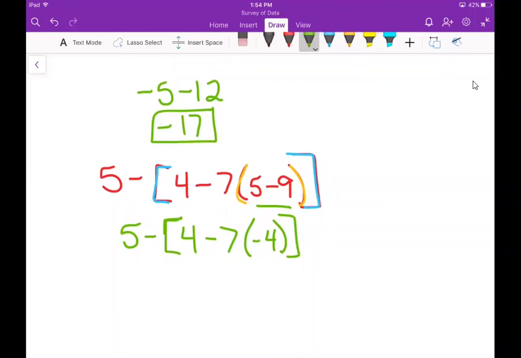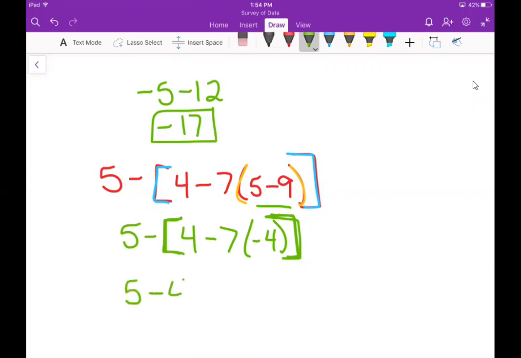Now I have this set of brackets, which means I need to do everything inside this set of brackets, but I have two operations in this set of brackets. I have subtraction and I have multiplication. Which one comes first? Multiplication will come first, right? There we go. So we're going to multiply 7 times -4.